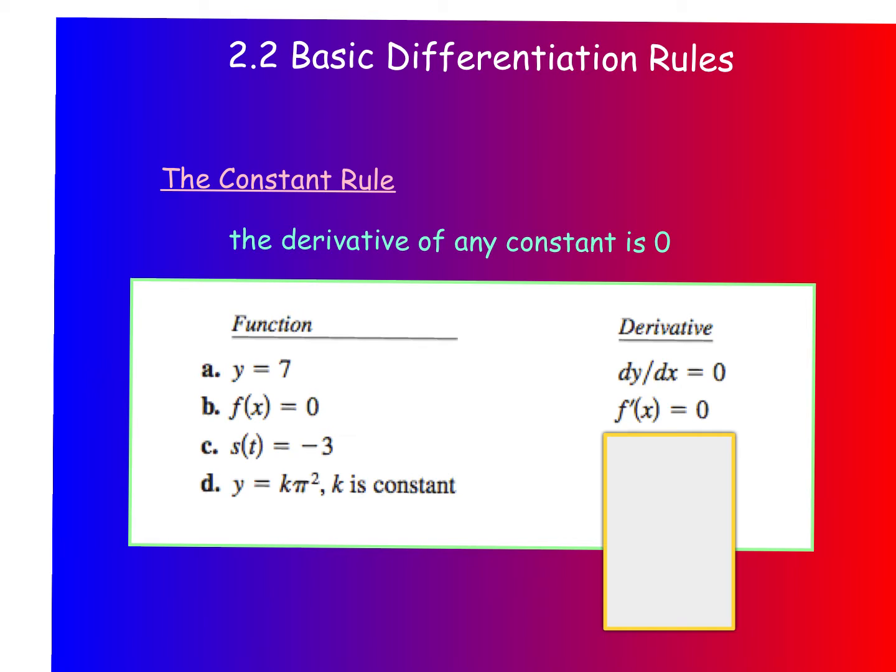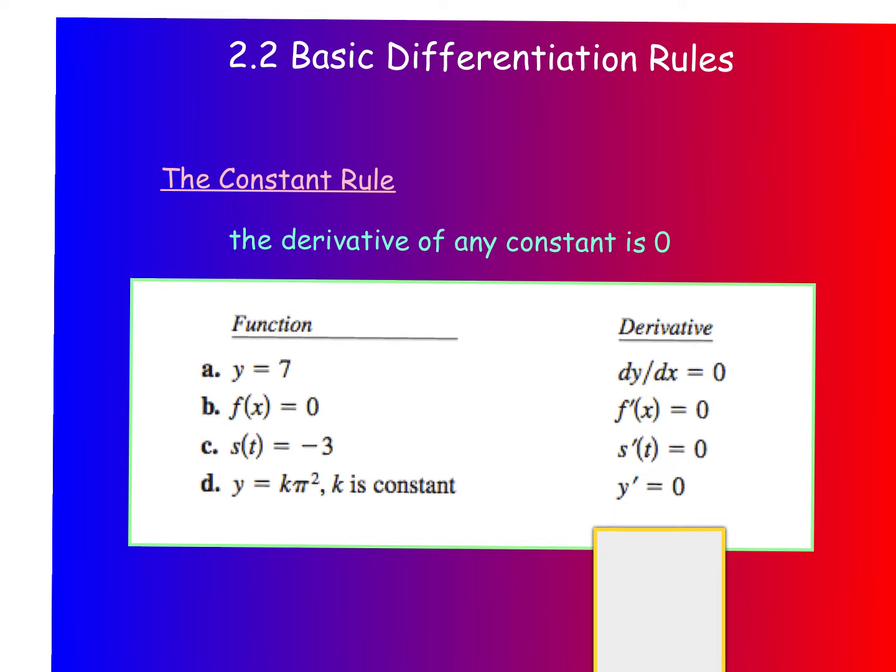If s of t is equal to a number, a -3 number, again, I get y equals -3. That's a horizontal line. So how would I write my derivative, though? No, it's s of t, so it would be s prime of t is equal to 0. And then y is equal to a number again. Well, the derivative dy/dx or y prime would be equal to 0. So any derivative of a number, a constant, is 0.